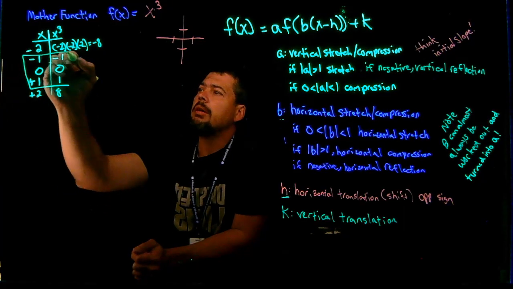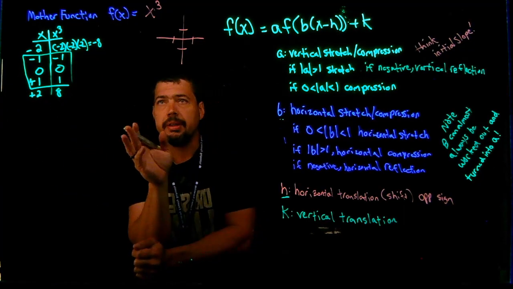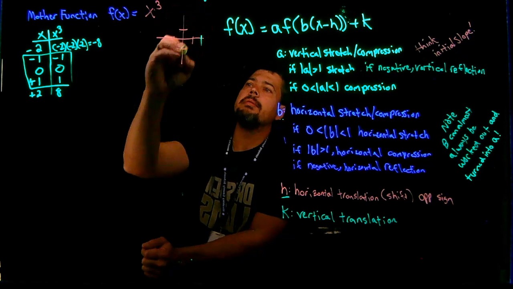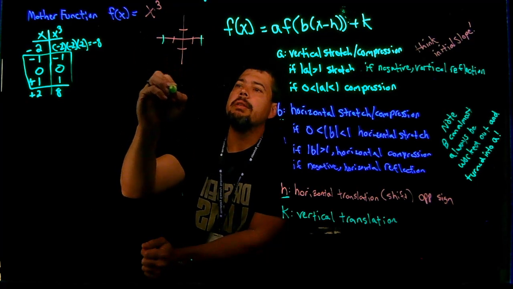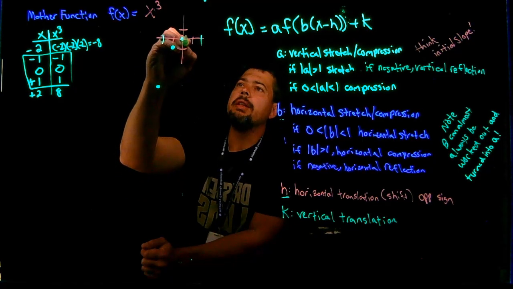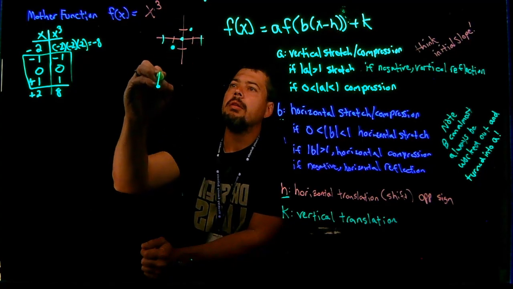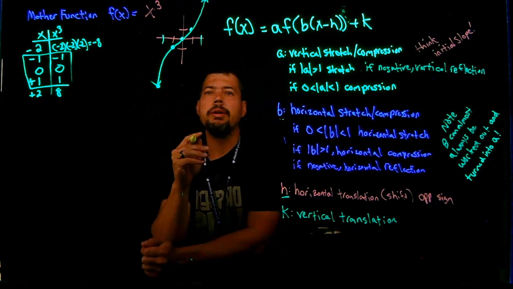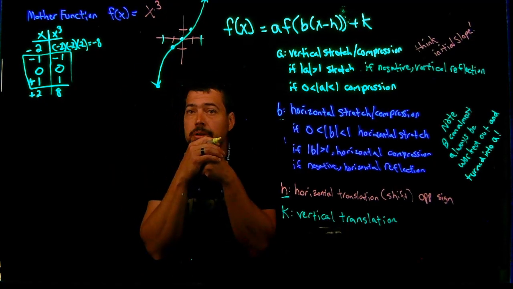Now, I always focus on those 3, but the other 2 help you get the shape. So like 2, 8 would be kind of up here, right? And negative 2, negative 8 would be somewhere down here. We focus on the 3 in the middle. And that is this mother function, f of x equals x cubed.